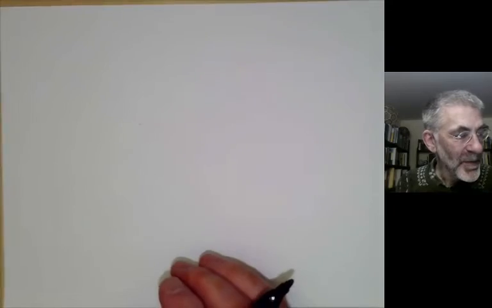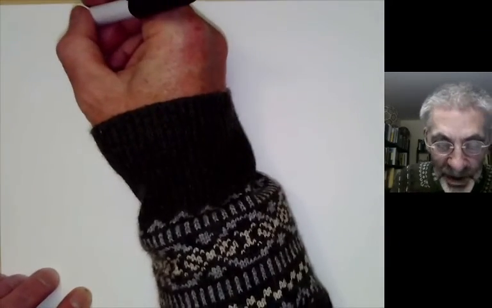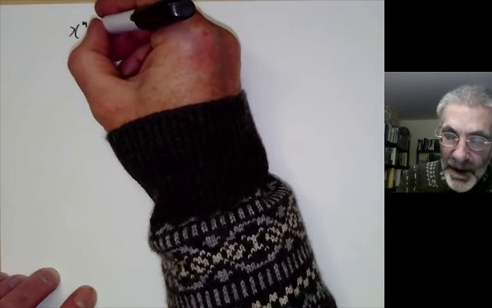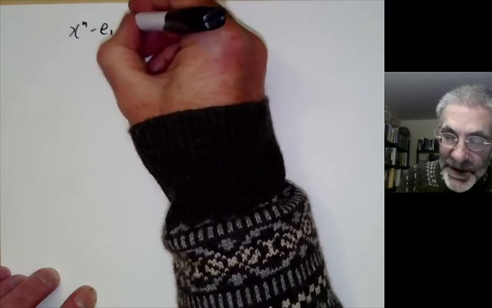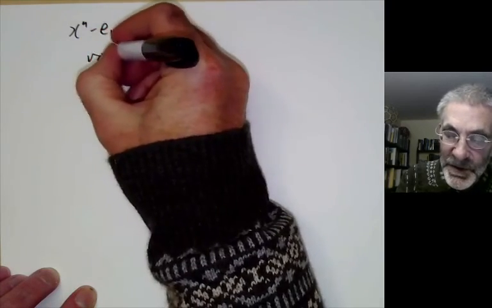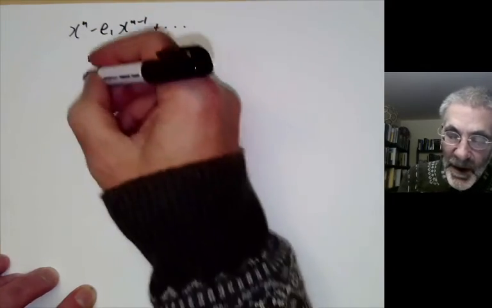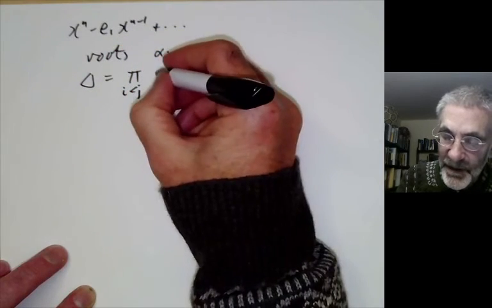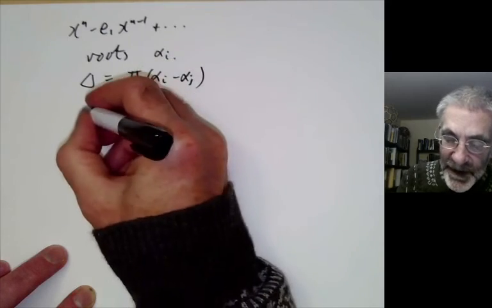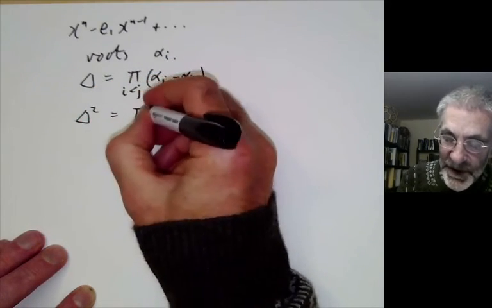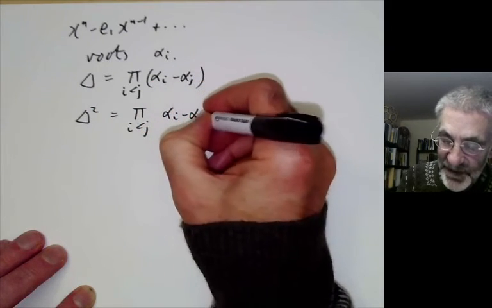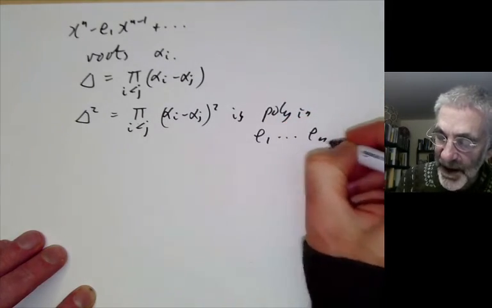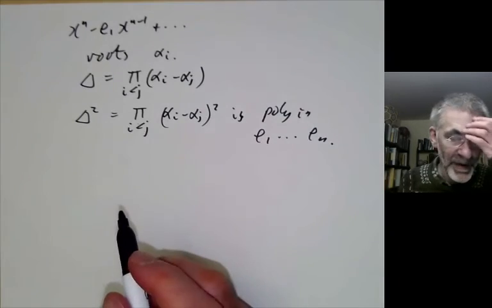We can ask the same question in more variables. So more generally, if we've got a polynomial, say x to the n minus e1 x to the n minus 1 plus and so on, and suppose its roots are the numbers alpha i, what we notice is that if we put delta as the product over i less than j of alpha i minus alpha j, then delta squared, which is the product over i less than j of (alpha i minus alpha j) squared, is a polynomial in e1 up to en. And the problem is to find this polynomial.